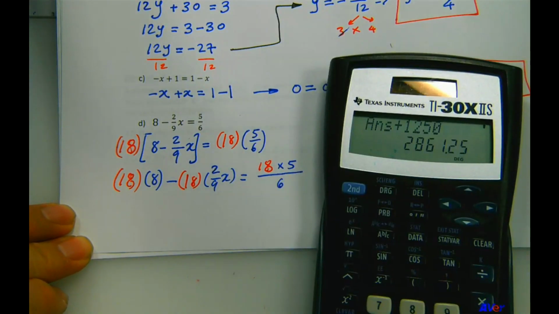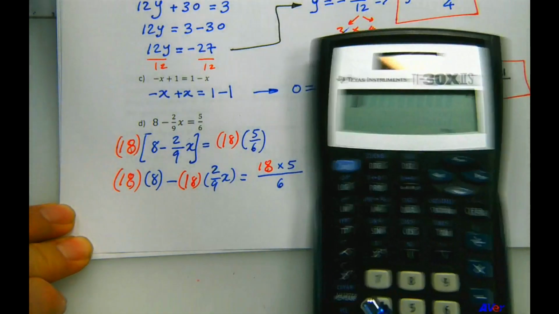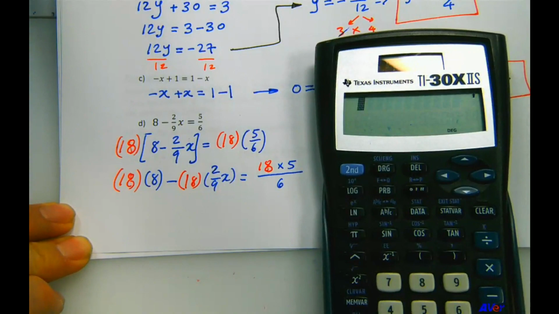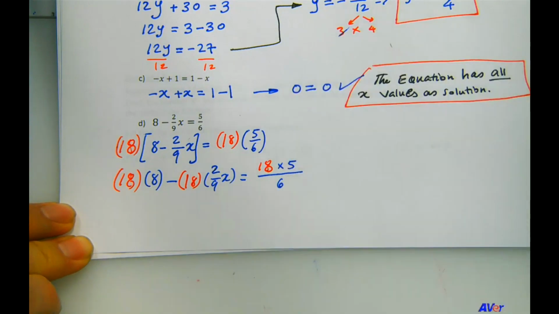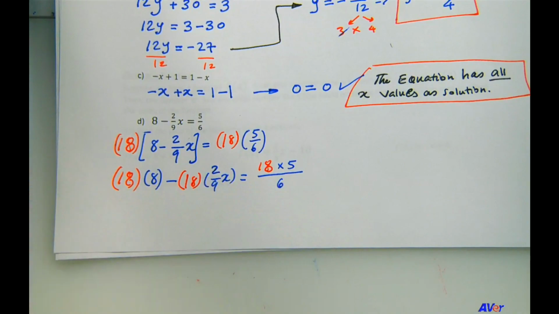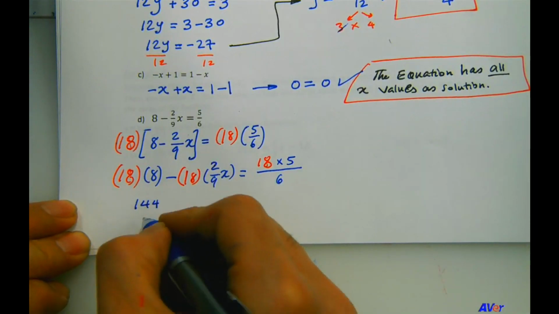Is it 124 or something? Let's see. 144. 18 times 8, 144, right? When in doubt, just use the calculator. But this is still an easy number to calculate without a calculator, so it's fine. So 18 times 8 is 144.